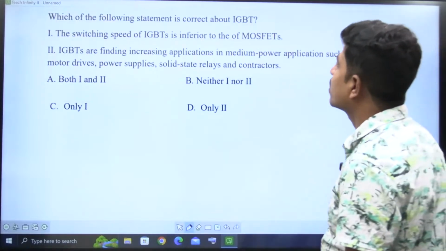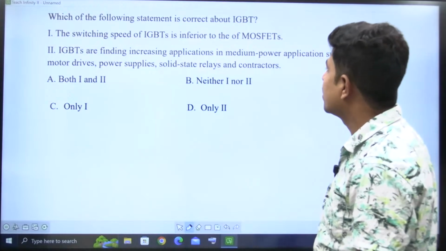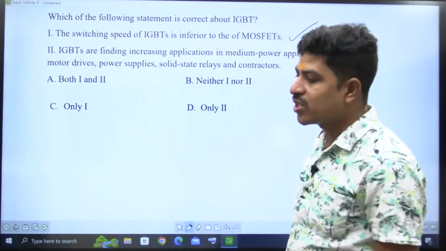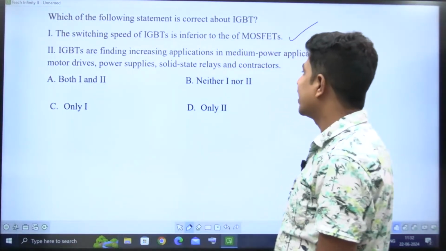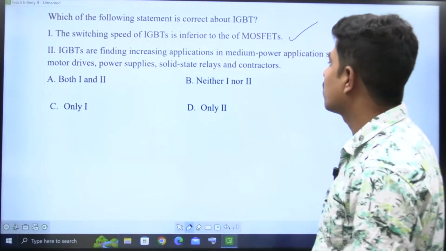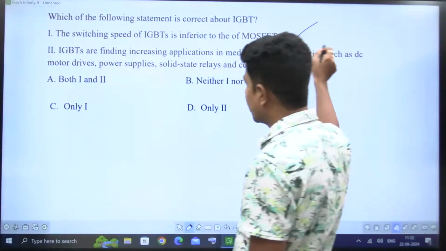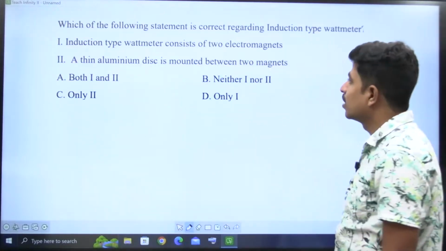Next, please. Which of the following statements is correct about IGBT? The switching speed of IGBT is inferior to that of MOSFETs. Yes, MOSFETs have high switching speed when compared to IGBT. Next, IGBTs are finding increasing applications in medium power applications such as DC motor drives, power supplies, solid state relays, and contactors. Yes, both 1 and 2 are correct.